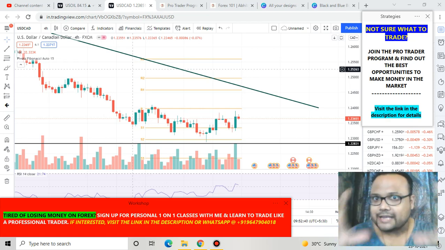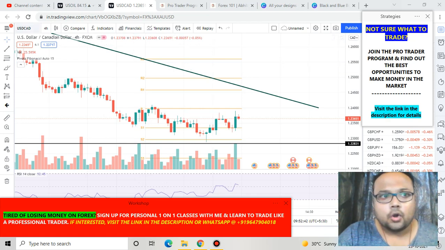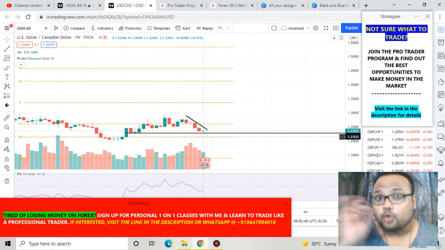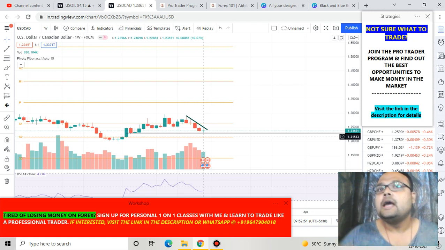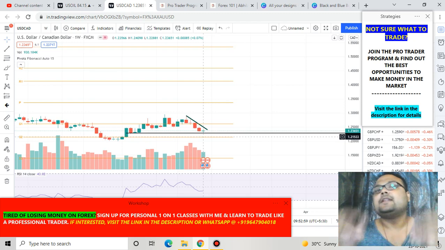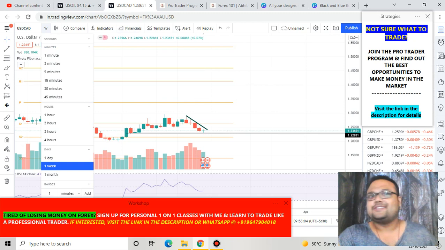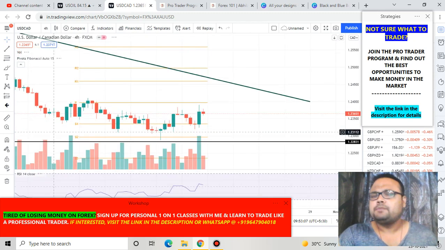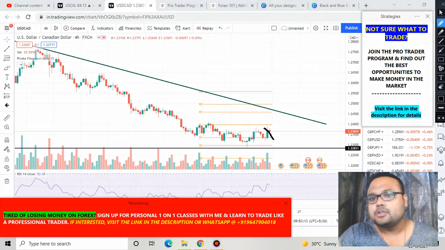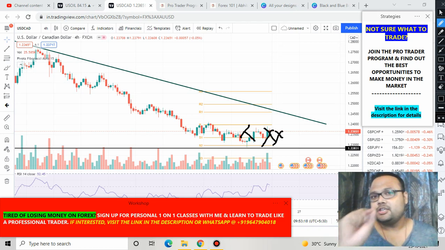This looks like a sideways market here, and if we go to the weekly chart, we can see that the market has formed a doji. A doji signifies indecision in the market. It signifies that the market is still struggling. There is a battle going on between the buyers and the sellers. Therefore, a doji is quite dangerous. New traders, beginners, please be very careful. Do not take any buy or sell position in this market right now, because a doji signifies indecision.